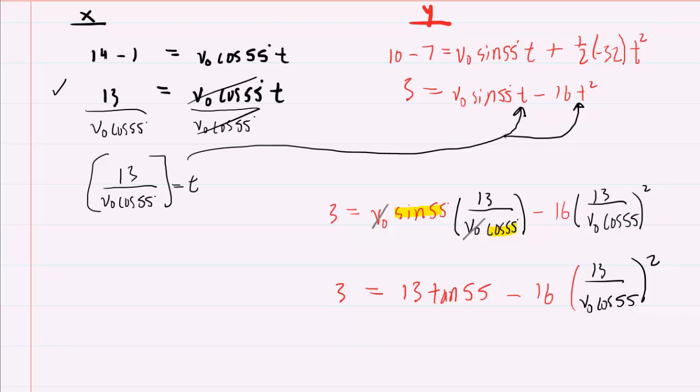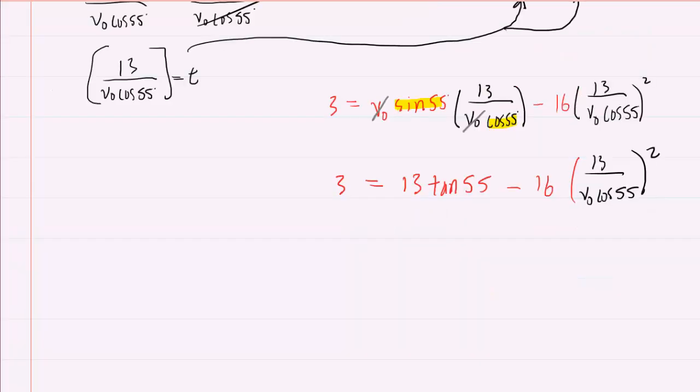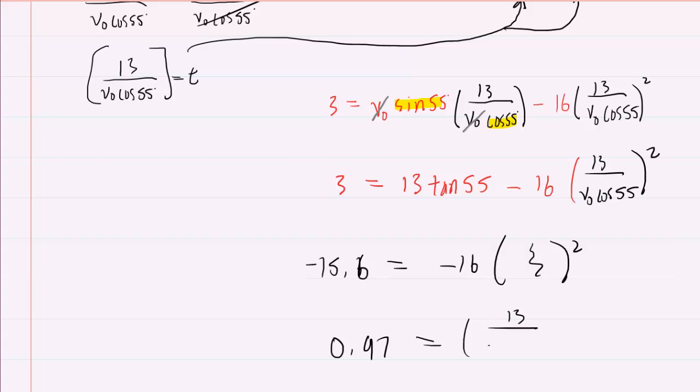So the algebra here does get a little bit thorny. We're going to try to solve for the v0, of course. We'll go through that quickly just because this video is more about the setups than the calculations, but we'll subtract the 13 tan 55 from both sides. So if you do 3 minus 13 tan 55, the left side becomes about negative 15.6. And then we have equals that negative 16, and then that term in parentheses squared. Then I would divide both sides by negative 16. So now I have 0.97 is equal to that term in parentheses squared.